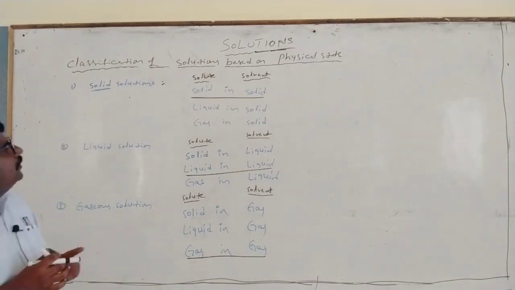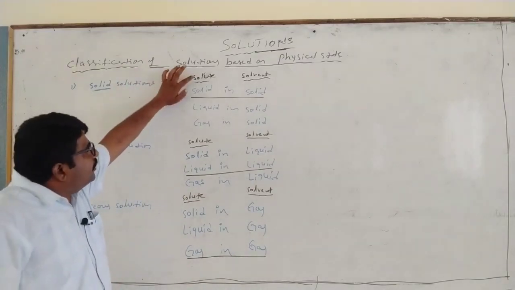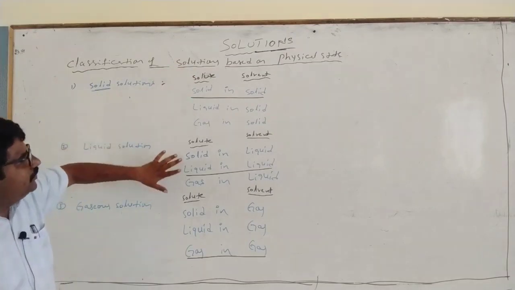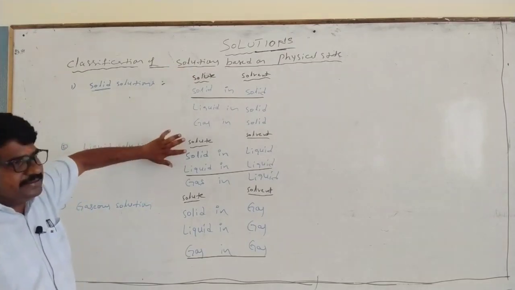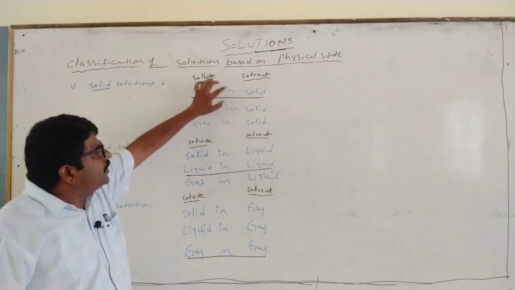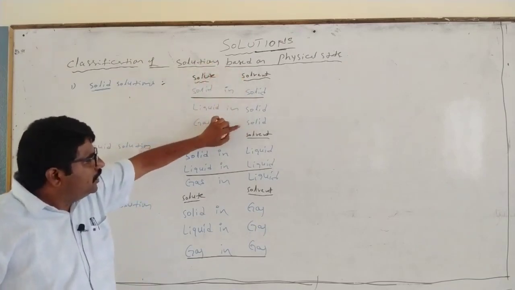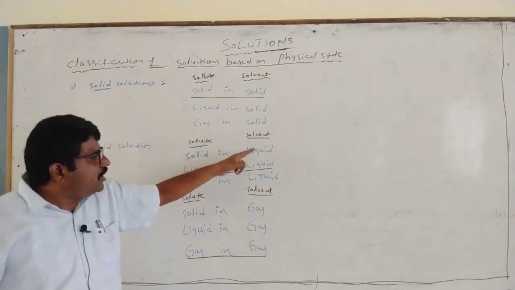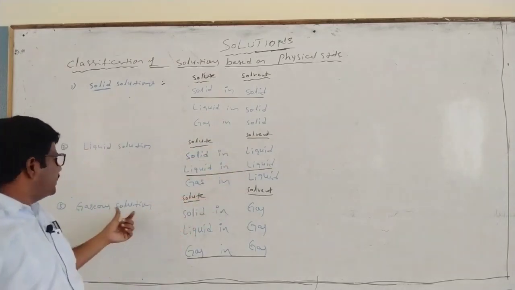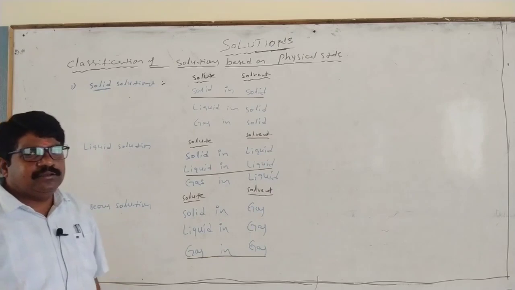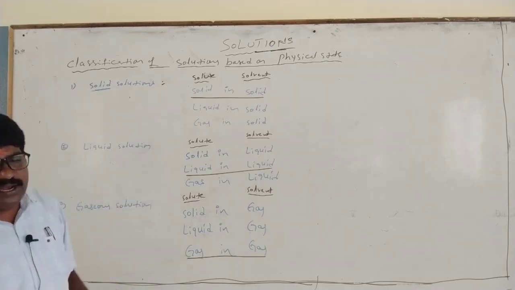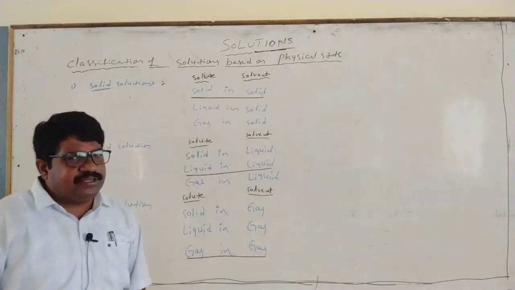See, here the solute particles are different. They are existing as solid, liquid, gases. But here the solvent is the same. For solid solutions, solvent is solid. For liquid solutions, solvent is liquid. For gaseous solutions, solvent is gas. But the solute is different. So now what are the examples for this one?